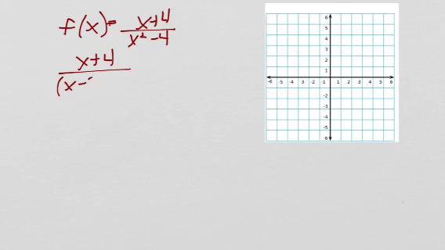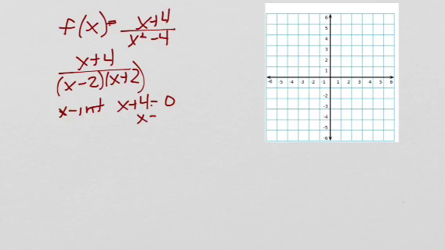The denominator can factor into x plus 2, x minus 2. So now I can start looking for my key features. First key feature, there's no holes because nothing cancels. So I can start looking for my x-intercept by setting my numerator, x plus 4, equal to 0, and solving, and I get an x-intercept at negative 4, 0, which is right here.